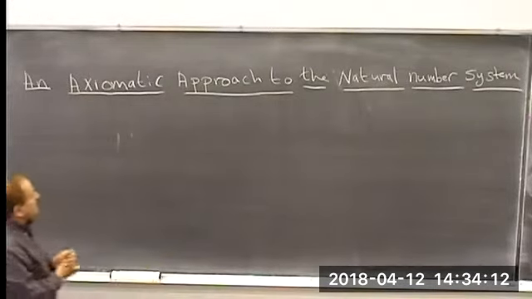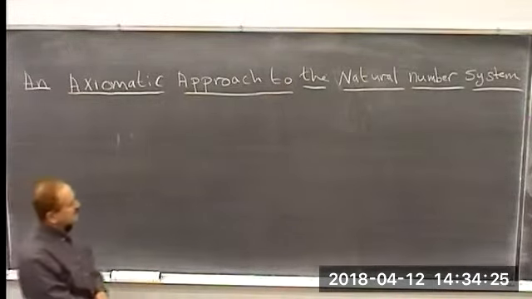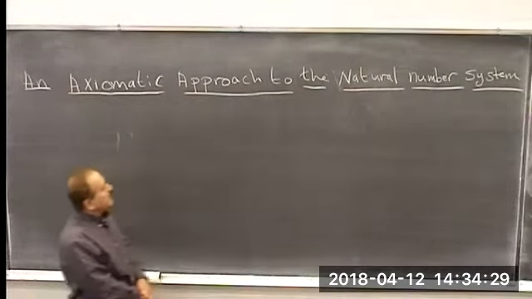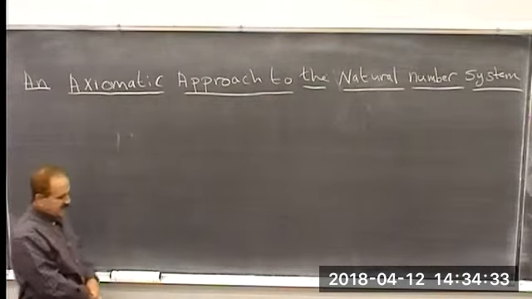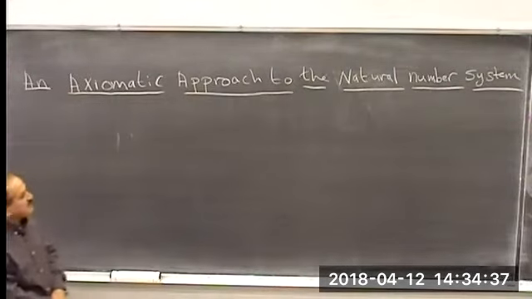Okay, so in this lecture, we're going to continue with what we started with last lecture. One of the objectives, remember that, is to take an axiomatic approach to the natural number system. We begin with what we mean by an axiomatic approach to a mathematical theory or to a mathematical structure.